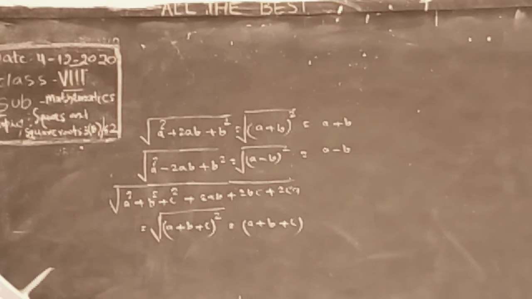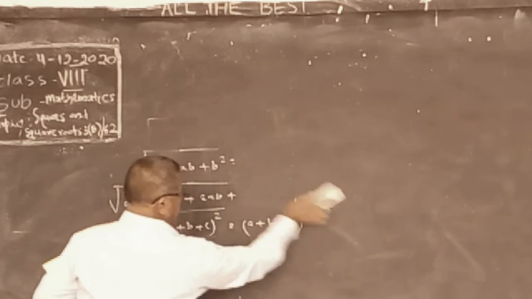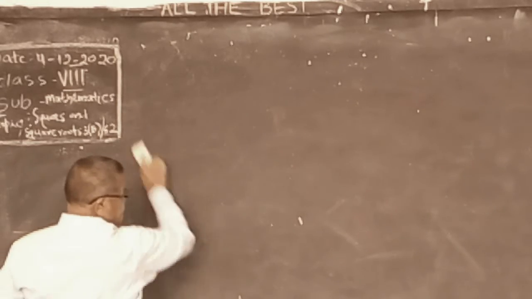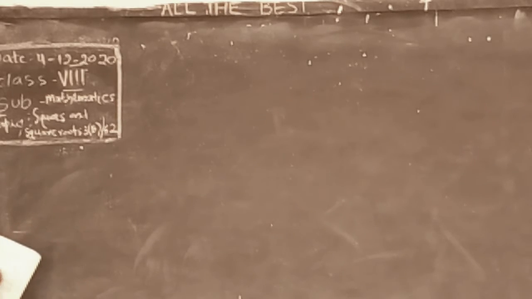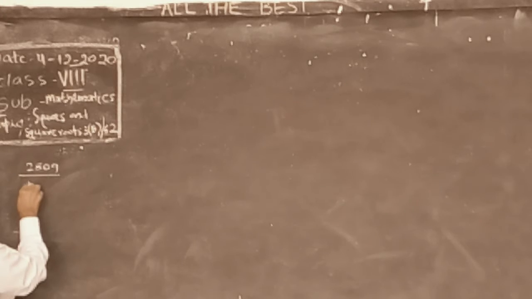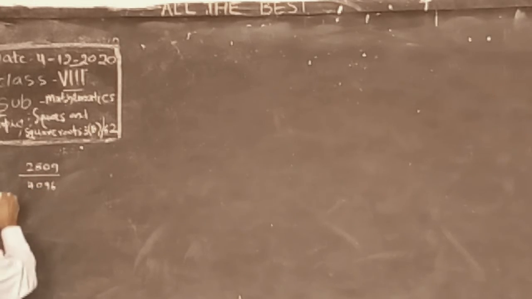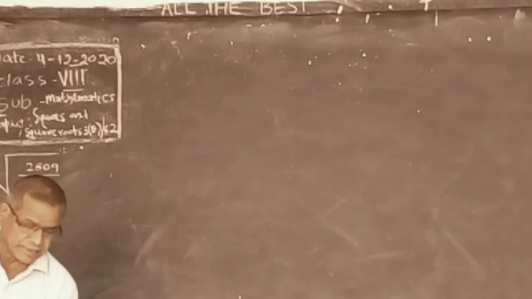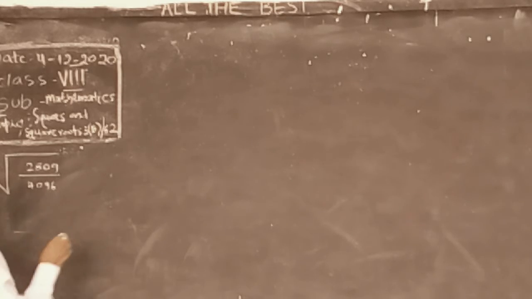So let us do this problem. Find the value of question 7. One problem I am telling you from this: square root of 2809 by 4096. There is a square root for the numerator and the denominator. Let us find the square root of the numerator.